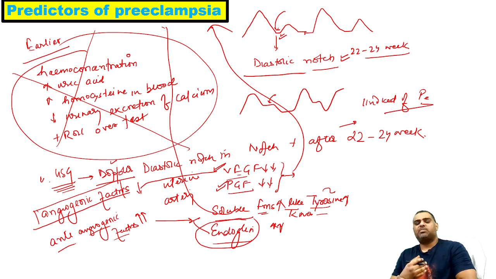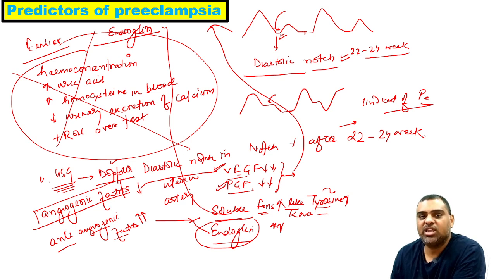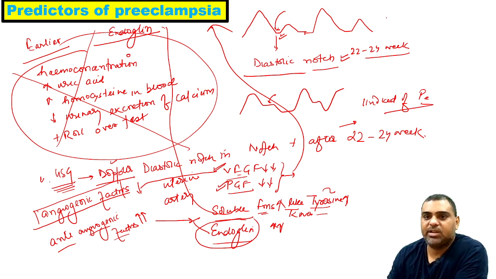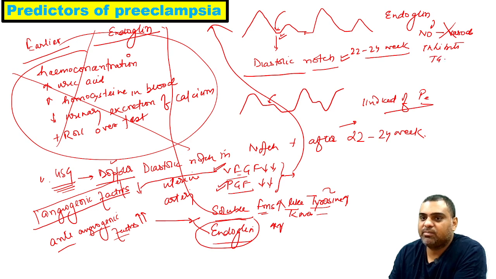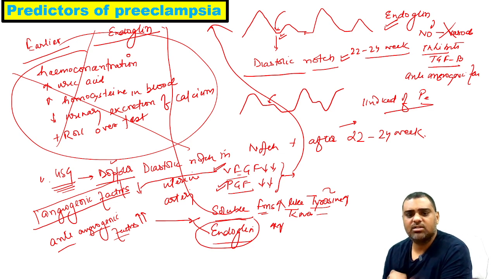Endoglin, please remember, a lot of research is being done on endoglin. Endoglin basically inhibits nitric oxide mediated vasodilation. Second, it is also an inhibitor of TGF beta. If you want, you can write it, but I don't think they will ask you this. You just have to remember that increased endoglin is a predictor of preeclampsia. I'm writing here endoglin. What it does, it prevents nitric oxide mediated vasodilatation, and secondly, it inhibits TGF beta. Okay. So it is an anti-angiogenic factor, and an increase of endoglin is a predictor of preeclampsia.